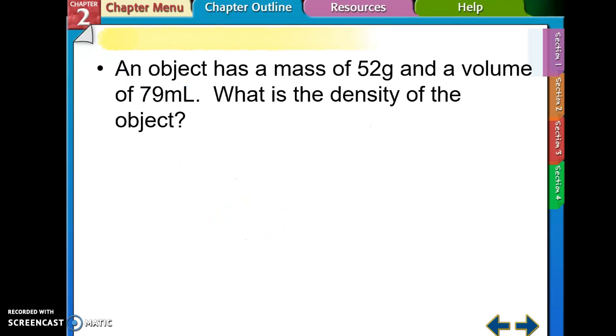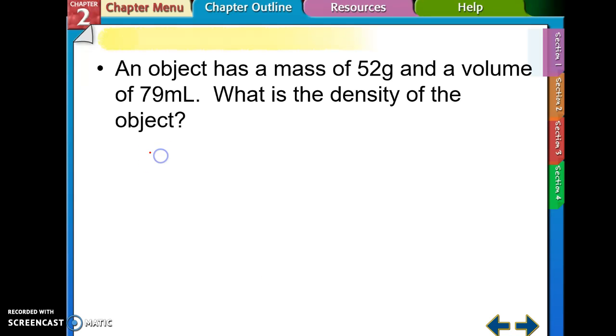So, question number 1, example A. An object has a mass of 52 grams and a volume of 74 milliliters. What is the density of the object? So, the definition of density is it's a derived unit, the mass per unit of volume.